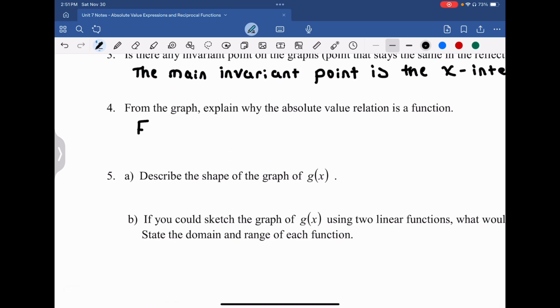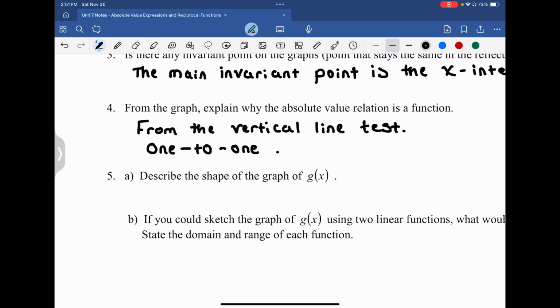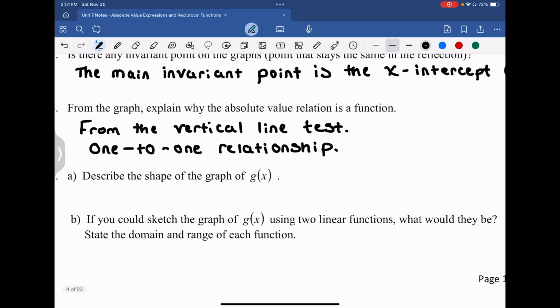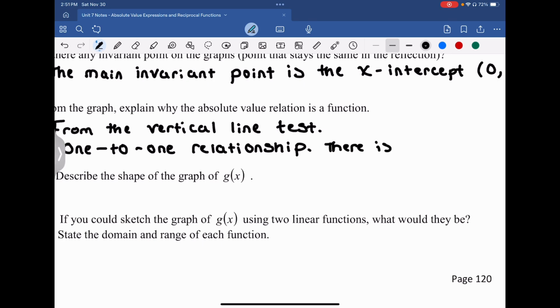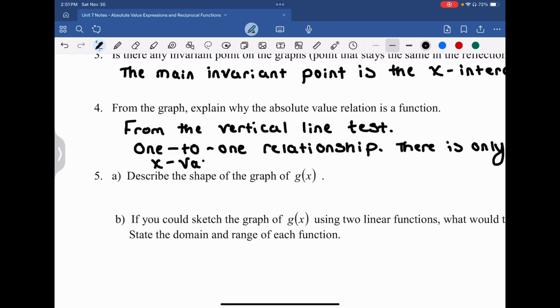From this, how do we know? From the vertical line test. And then just to get more specific, we say it is a one-to-one relationship, AKA, there is only one x value for every y value. Perfect. Okay.